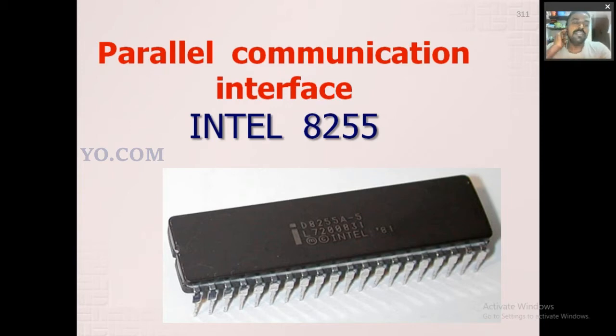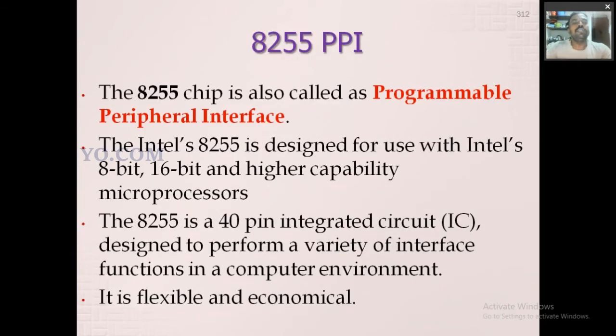So here we are going to see the parallel communication interface. This interface is used to connect external devices in parallel form with the 8086 microprocessor. The 8255 chip is also called the programmable peripheral interface. What is programmable?